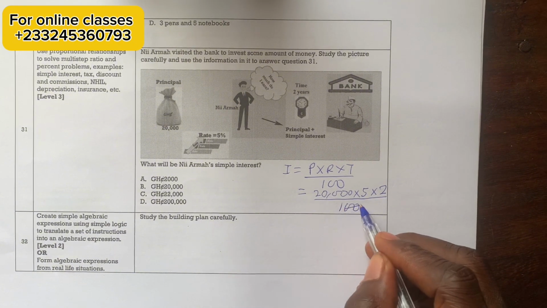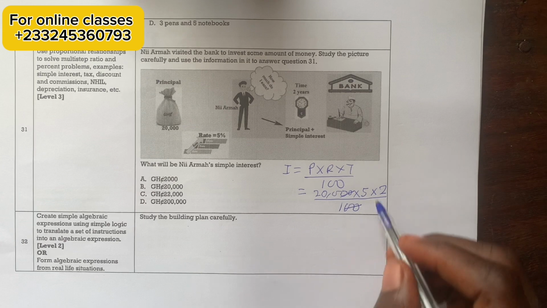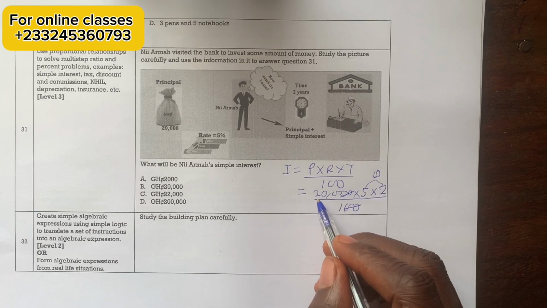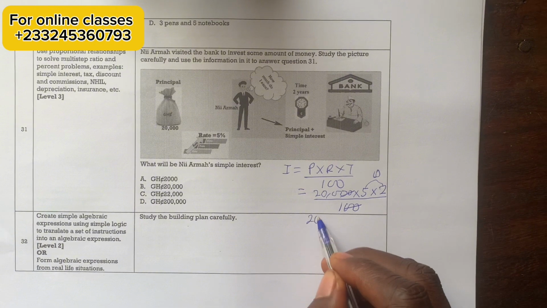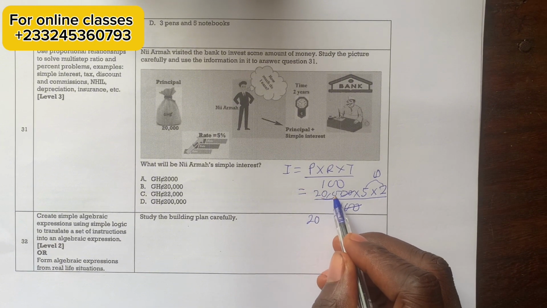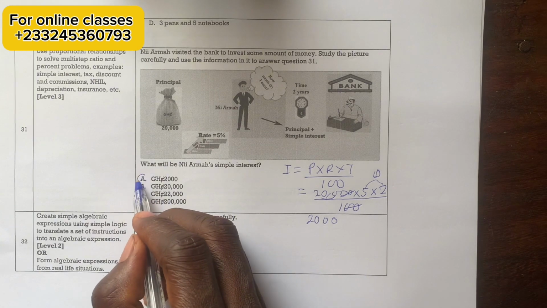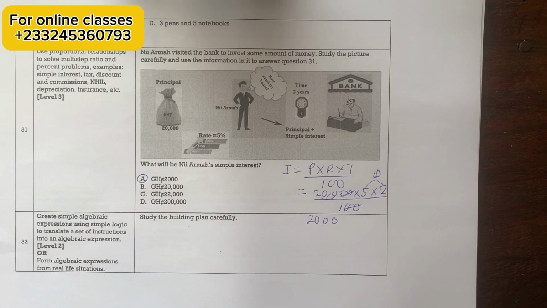So use these 2 zeros to cancel these 2 zeros. Then 5 times 2 is 10. Multiply this 10 by 2 to get 20. Then you have these 2 zeros left here. So Niyama, in 2 years time, we are only going to give you 2,000 Ghana cedis.